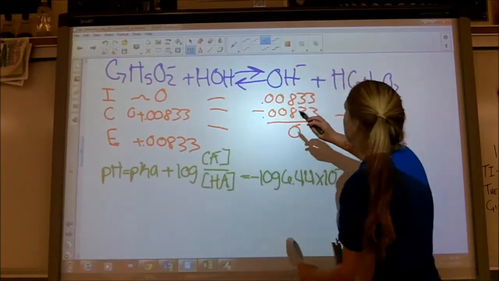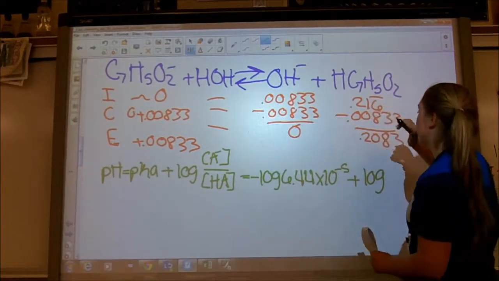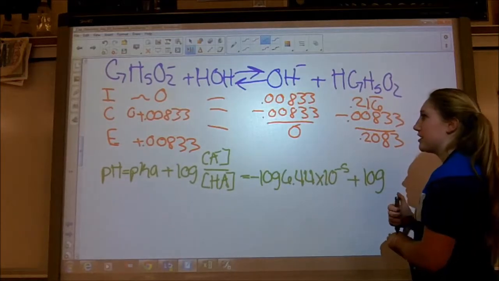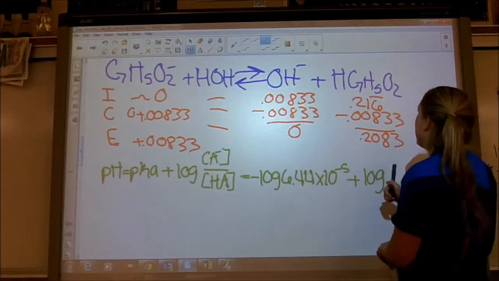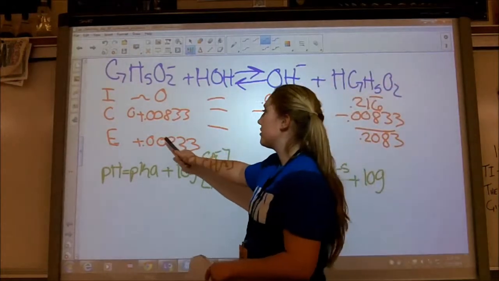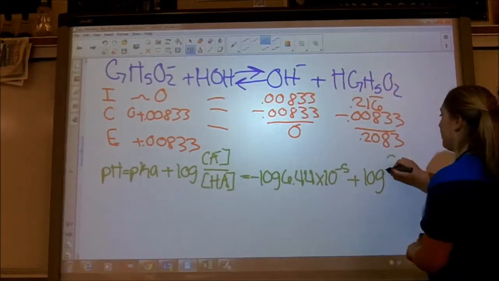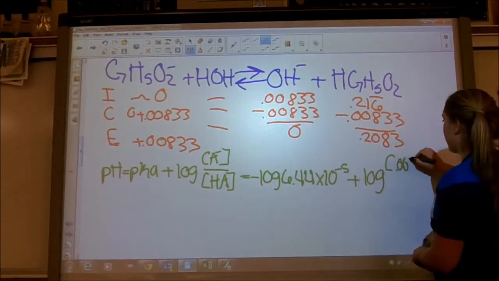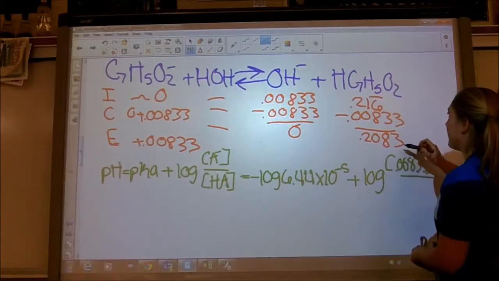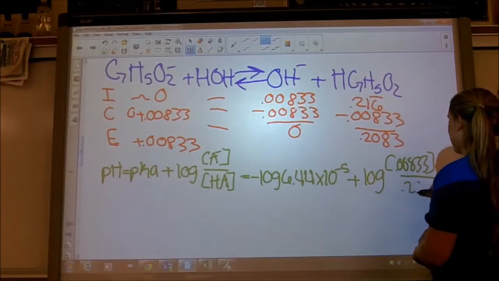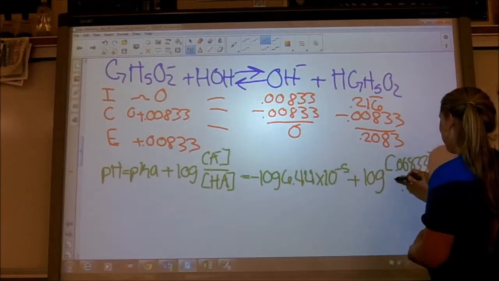So A is this one? Take a look at your ICE chart. So A is the negative one. So A would be this one. Yep. So 0.00833 over 0.2083.